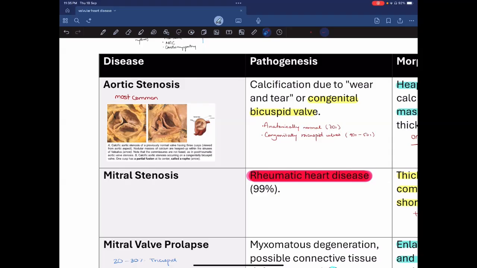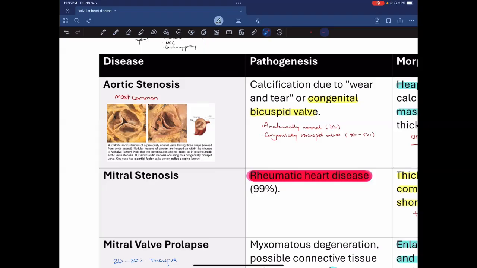So at a later age, 70s or 80s, he will start to have calcification. That's a normal aging process. Or a congenital bicuspid valve. This will show earlier, like in the 40s or even 50s.